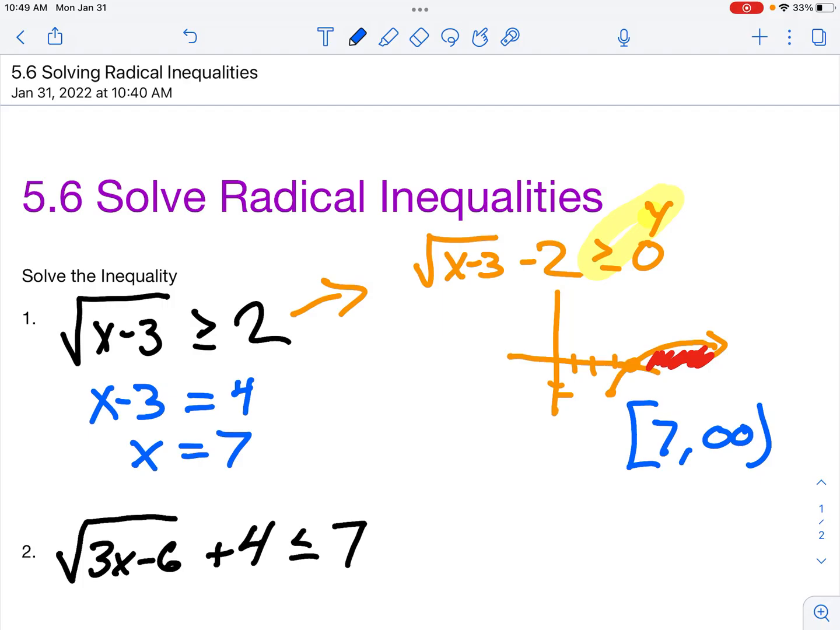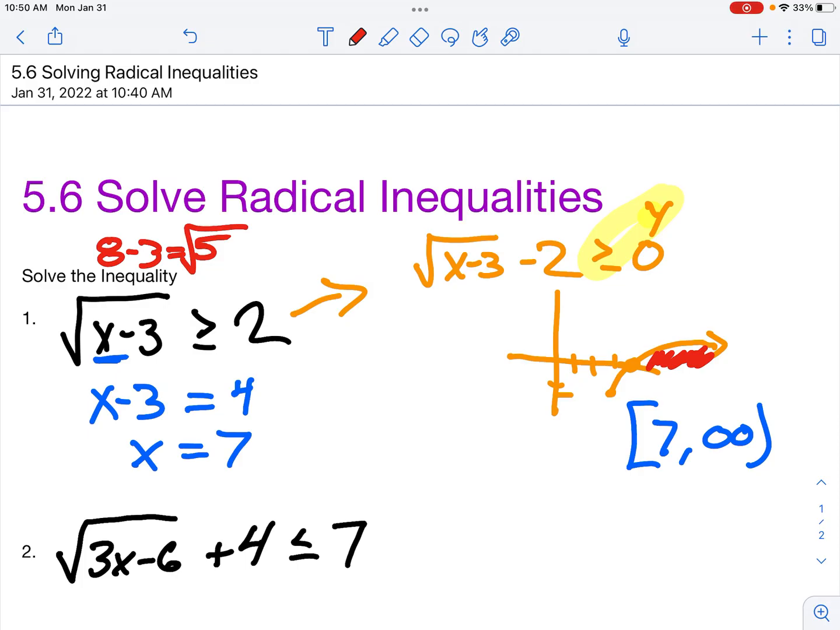If I didn't want to use the graph like I did here, what I could do is actually substitute in values. If I'm saying my critical value is at 7, I could pick a value that's bigger than 7 and substitute it into my equation. So let's just say we substitute an 8 into the equation. If I substitute an 8 in for x, I know that 8 minus 3 is going to result in 5. And so now the left side of my equation becomes square root of 5.